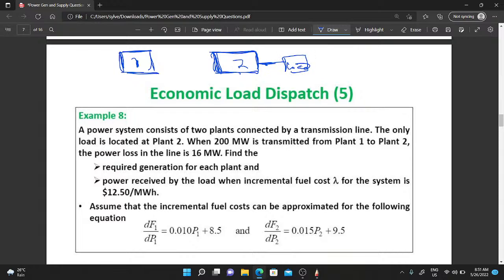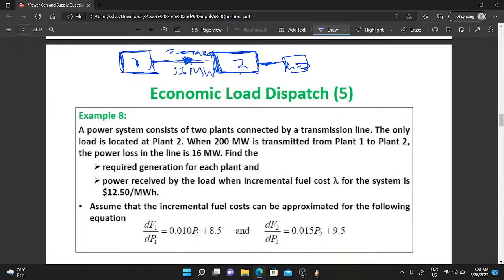This is my load. So if plant 1 generates, plant 1 will have to supply to plant 2. Then plant 2 will add its power to it and deliver to the load. So that's how the system is working. Right. Now this is a transmission line. When it's transmitting 200 megawatts along the transmission line, there is a loss of 16 megawatts. Let's note. Now we are supposed to find the required generation for each plant.